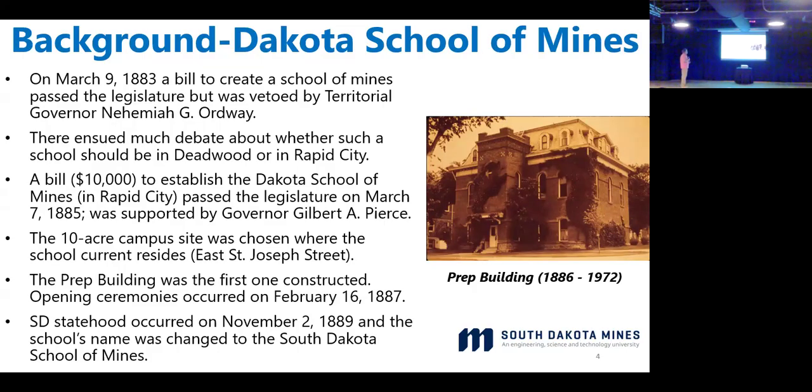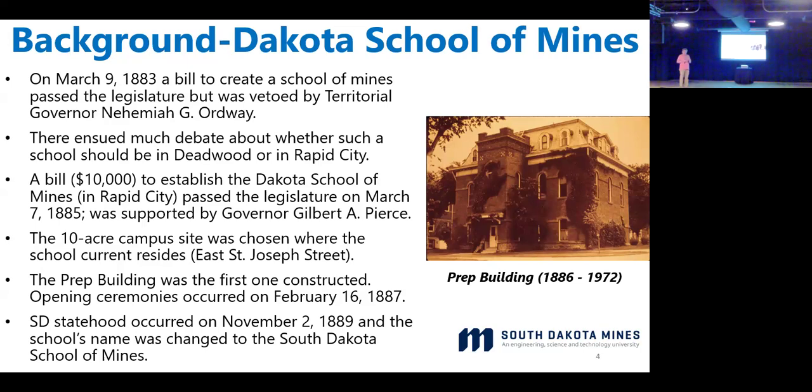In 1883, a bill to create the School of Mines passed the legislature, but it was vetoed by territorial governor Ordway. So we were still a Dakota Territory. And then there was a lot of debate if a school was formed, would it be in Deadwood? Would it be in Rapid City? And then finally, $10,000 was allocated to establish the Dakota School of Mines in Rapid City in 1885. So we see today merch in the bookstore, established 1885.